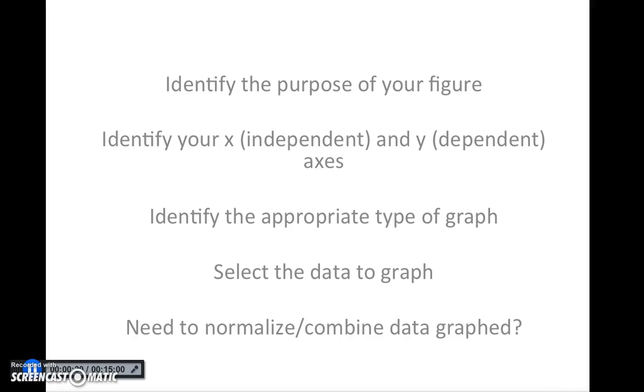Second, you need to identify what's going to go on your x-axis, which should be your independent variable, and what will go on your y-axis, which should be your dependent variable. From that, that'll tell you which type of graph is appropriate. Usually we're choosing between a bar chart or a scatter plot. Those are the two most common types of graphs.